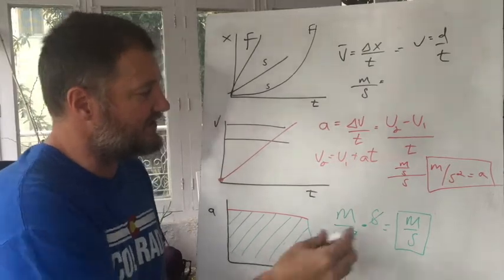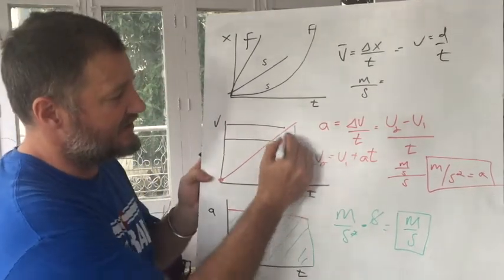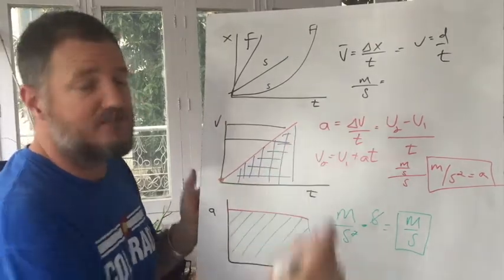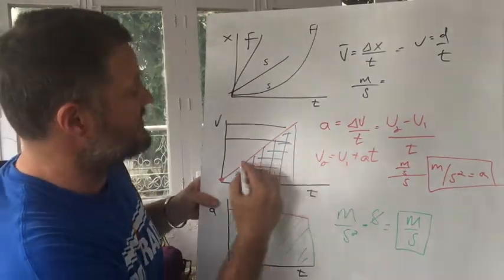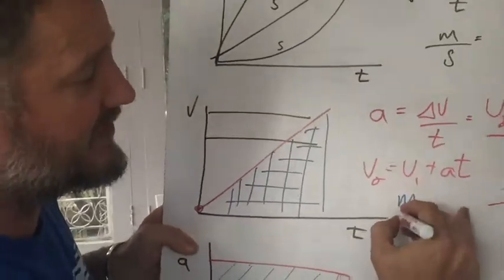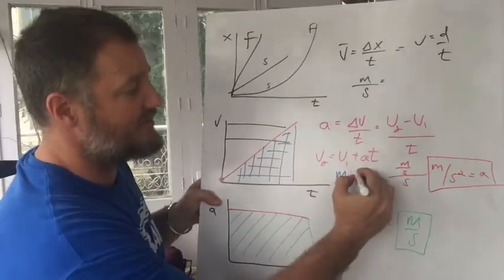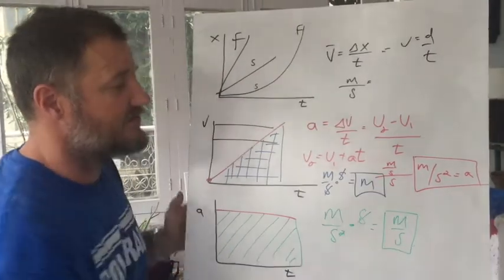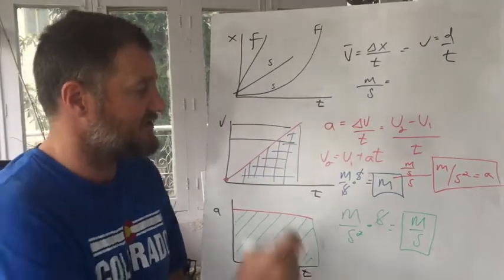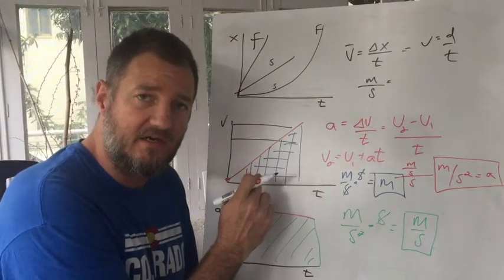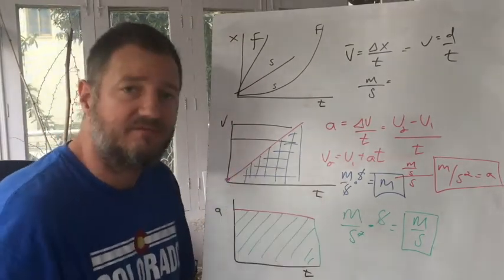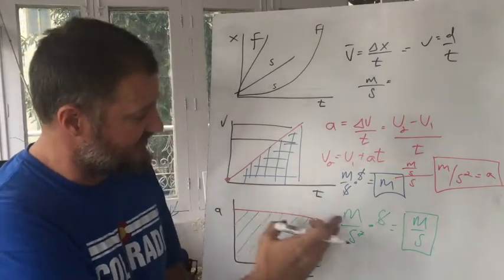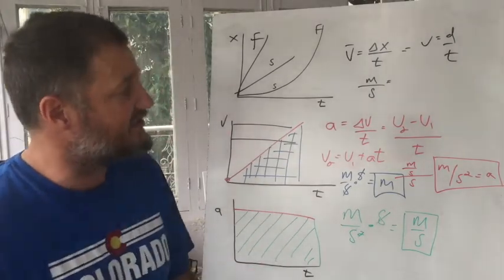If you look at the area under a line for a velocity time graph and look at a dimensional analysis of it, you end up with velocity, which is meters per second, times time, which is seconds. And when you multiply those together, you're left with meters. You basically end up with displacement being represented by the area under the line on a velocity time graph, just like your change of velocity is represented under the line on an acceleration time graph.